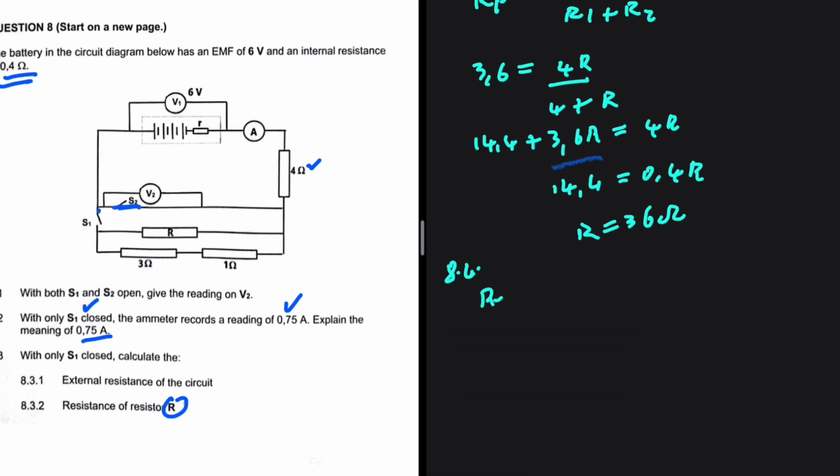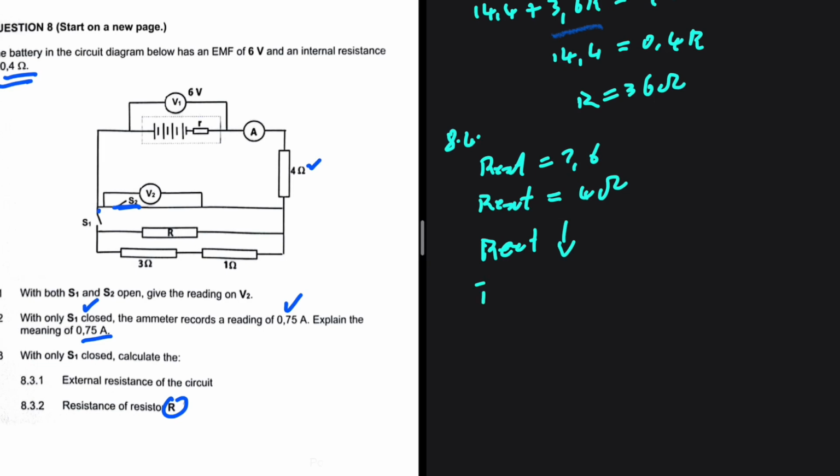Initially, R external was 7.6. Now R external is just RS, which is 4 ohm. So clearly R external has decreased. If R external decreases, then the total current is going to increase. What will happen to the 4 ohm resistor if the total current increases?